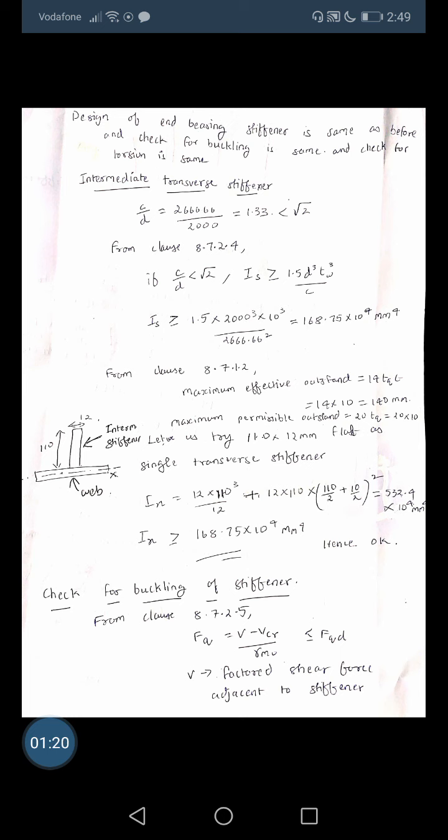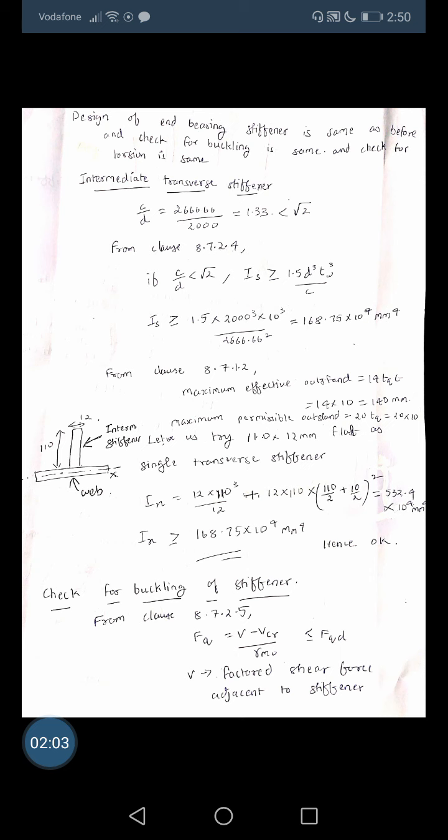Now the maximum permissible outstand value is 20 tw, where tw is the thickness of the web, and maximum effective outstand is 14 tw. Now the total width of the stiffener is dependent on the value of maximum effective outstand, which is 14 tw epsilon. So the value of thickness of web is 10. So the maximum value of the width of the intermediate stiffener should be 140 mm. So we are assuming a value which is less than 140 mm.